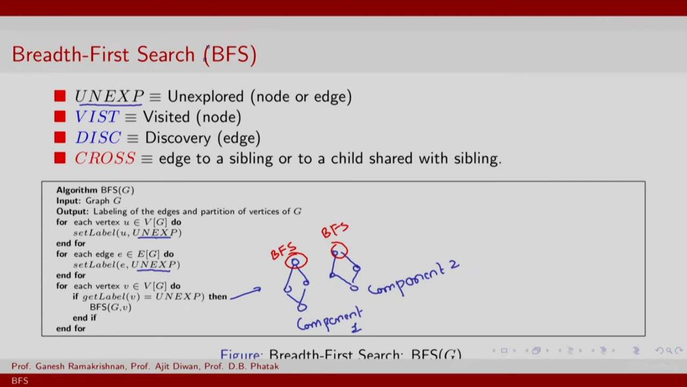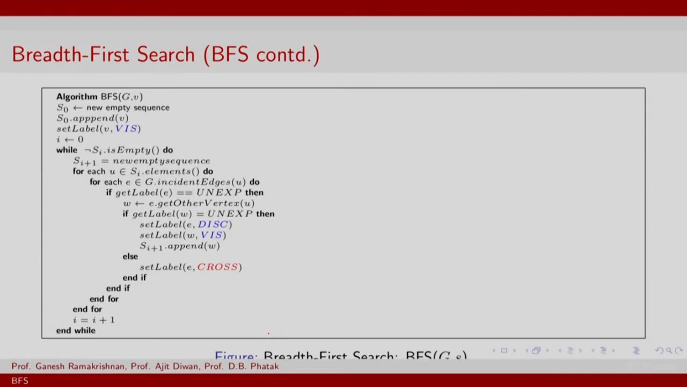So let's do some highlighting. For the visiting of a node or the visiting of an edge within the call to BFS, you would expect to mark these nodes and these edges as visited and discovered respectively. It is also possible that there are some edges across these calls to BFS. So it is possible that this particular node here is connected to some other node here. Well, that we would call a cross edge, which is an edge to a sibling or to a child shared with a sibling. So more about this in the next slide. Okay, so this is BFS as applied to a single connected component.